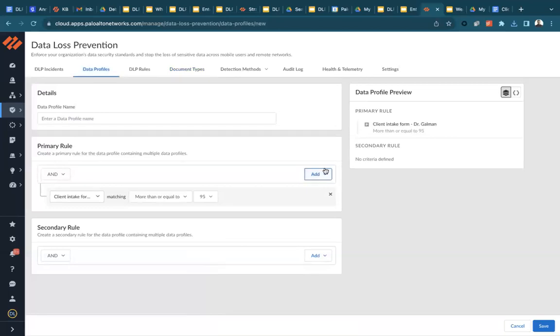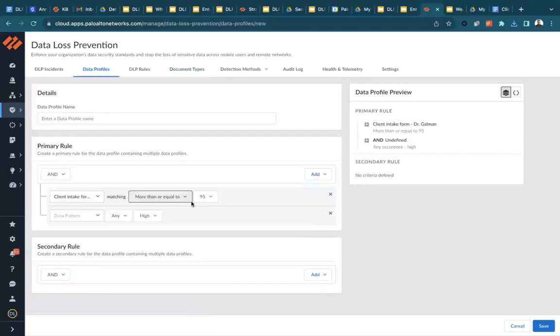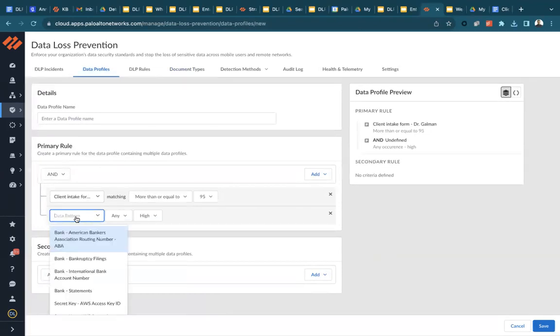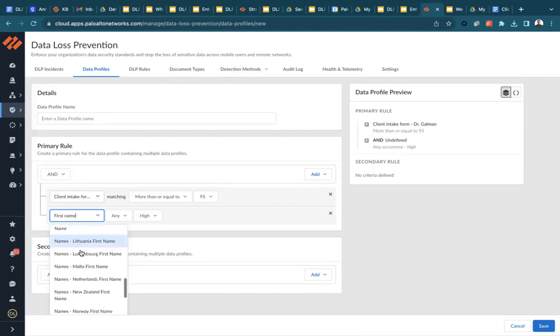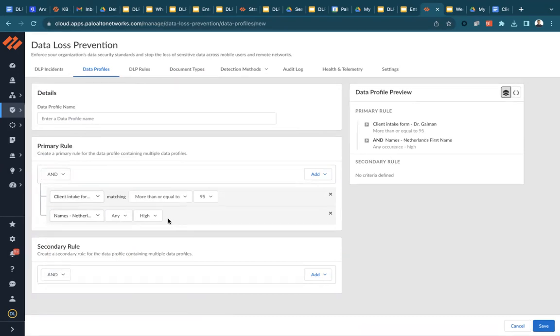What's even more interesting is, just the way we said before, you can chain this with any of your existing data patterns. So if you are not worried about first name, last name in every document, but you're worried about first name, last name in a patient intake form, as you rightly should be, you could totally use some of these patterns. For example, in this case, let's pick another country. So this would be Netherlands first name with a high level of confidence, and then you press save, and you're now able to match every Netherlands-based first name in any of your client intake forms.